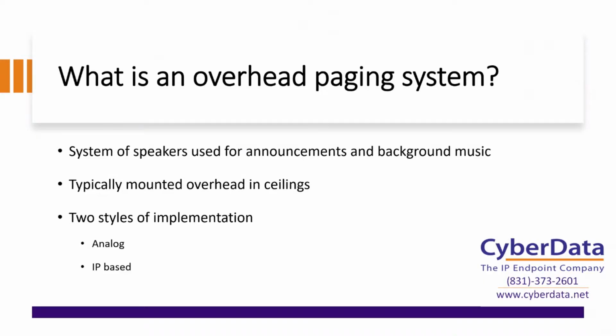So, of course, what is an overhead paging system? Before we really start talking about paging, we need to understand what the phrase overhead paging system is. An overhead paging system is just a series of speakers used for announcements and background music. It's called overhead because they're typically mounted in ceilings, so they're over your head. It's a very literal style of naming. There are two styles of implementation you can run into: either completely analog based, which is honestly the vast majority of paging systems, but there's also an IP based paging system that we'll cover in some later segments in a few weeks.